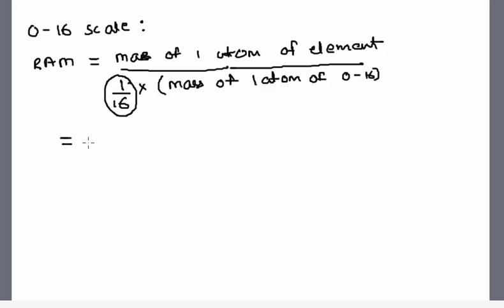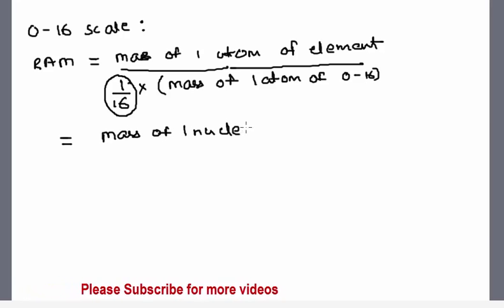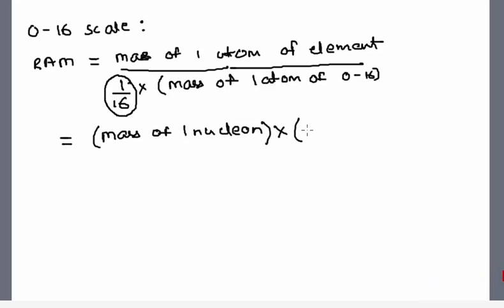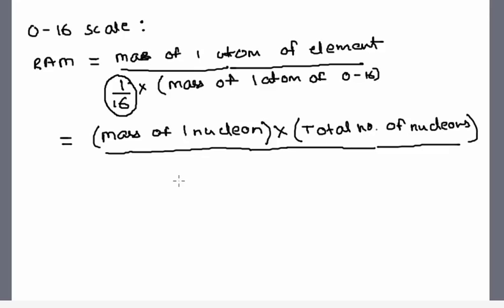Fine. So now if I further write that mass of one atom of element, which we had learned to write as the mass of one nucleon into the total number of nucleons. Fine. This is how we had defined the mass of one atom of element. Mass of one nucleon into the total number of nucleons divided by this 1 by 16, which will remain as it is, 1 by 16 into mass of one atom of oxygen 16.